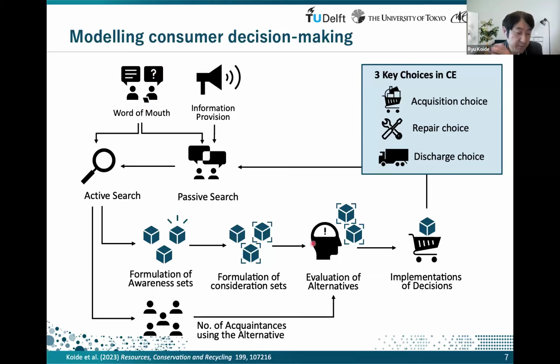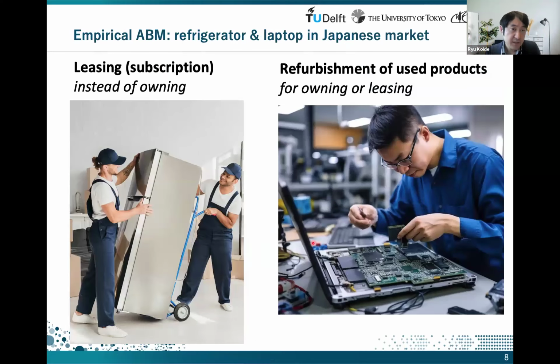So if the friends in the social network are using, for example, the sharing service, the acceptance of the sharing service may increase. That's the effect counted here. And to make this model, we utilize an empirical way. We have empirically grounded ABM for refrigerators and laptops in the Japanese market. And we do have case studies on leasing and refurbishment on these combinations.